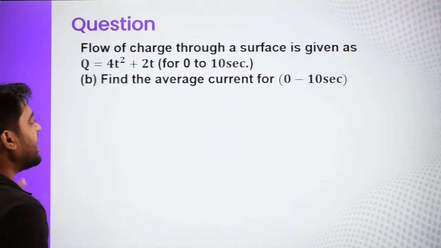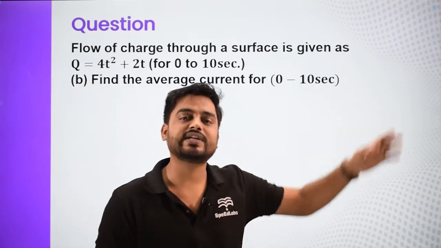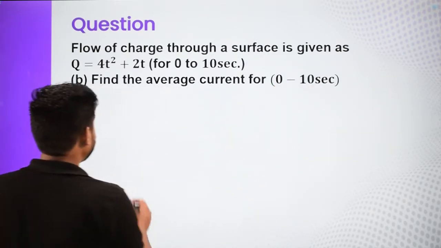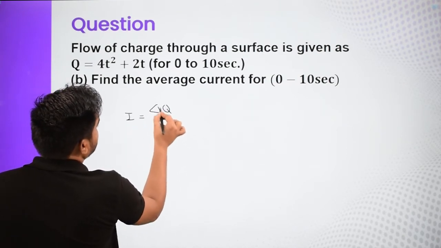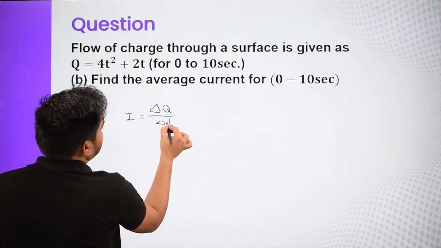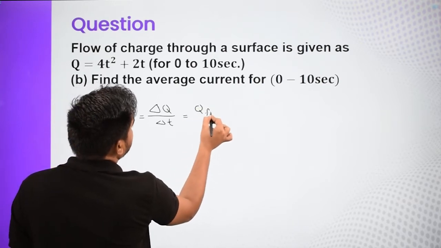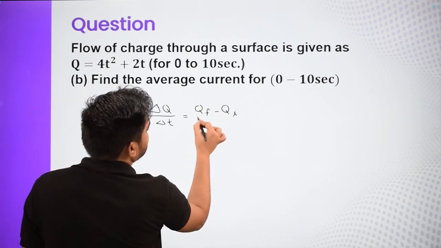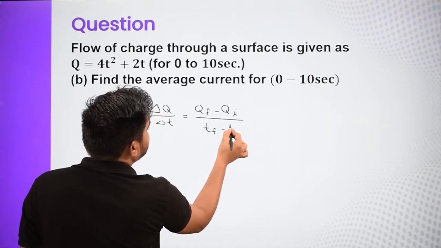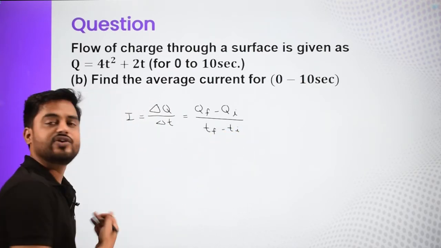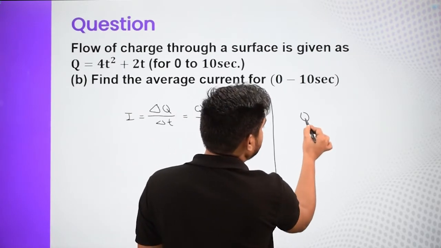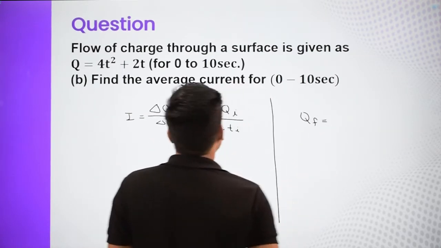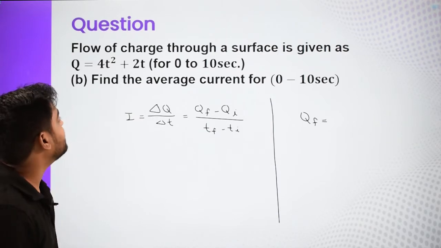Next is to find the average current for 0 to 10 seconds. How do we get the average current? Average current is defined as delta q divided by delta t, or you can say q final minus q initial by t final minus t initial. If we have a look at q final, what is our q final? Our q final is nothing but the charge at t is equal to 10.